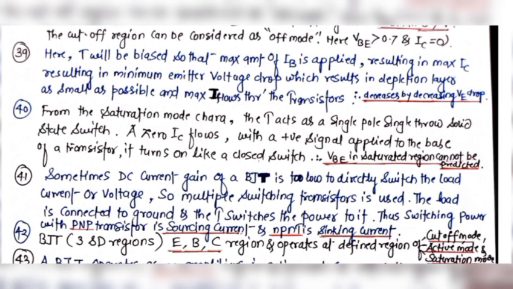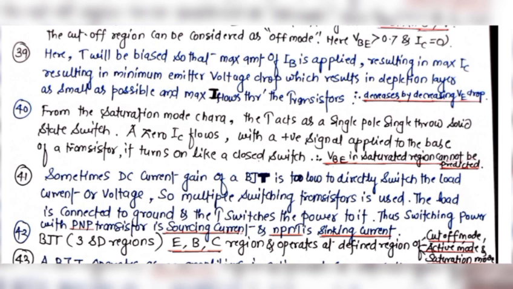From the saturation mode characteristics, the transistor acts as a single pole, single throw solid state switch. A zero IC flows with a positive signal applied to the base of a transistor. It turns on like a closed switch. Therefore, VB in the saturated region cannot be predicted.